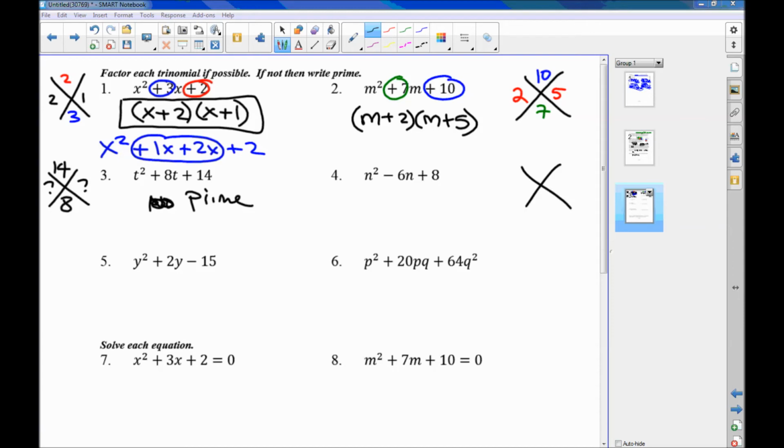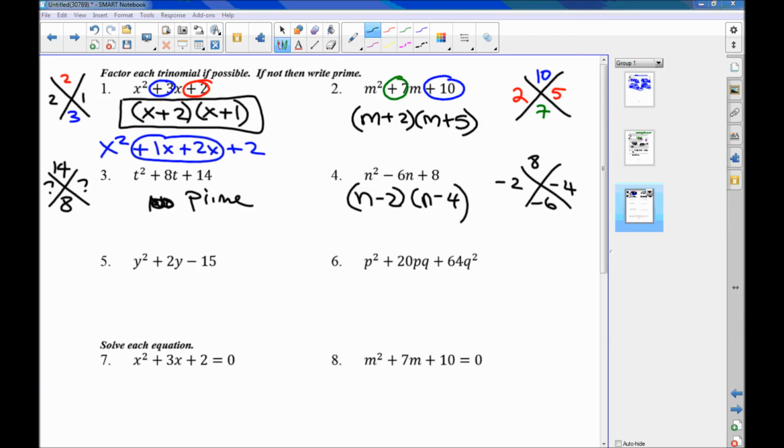Number 4. We want two numbers that multiply to 8 and add to negative 6. If they're going to multiply to a positive number and add to a negative, then both of them had better be negative. So now we can just think about 8 for a second. Things that multiply to 8 are 1 and 8, and 2 and 4. 1 and 8 would add up to negative 9, but negative 2 and negative 4 will add up to negative 6. So this is going to be n minus 2 and n minus 4.